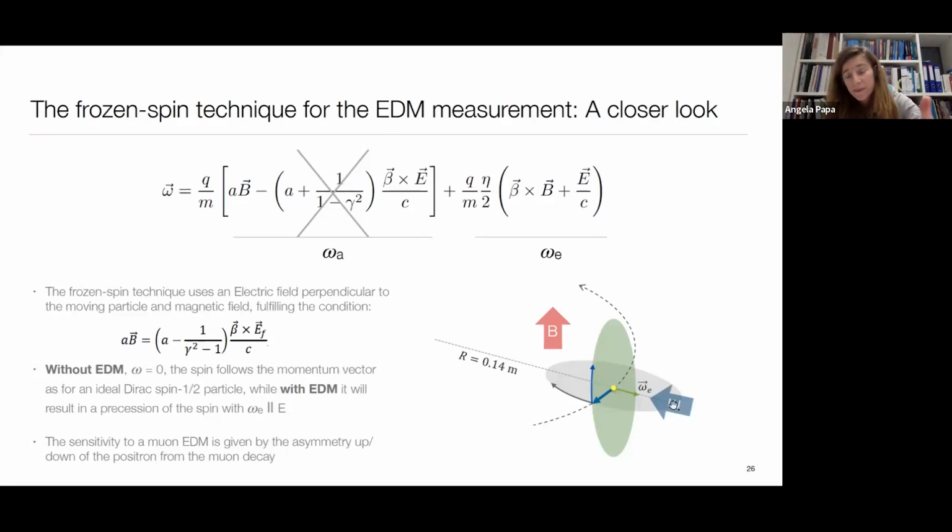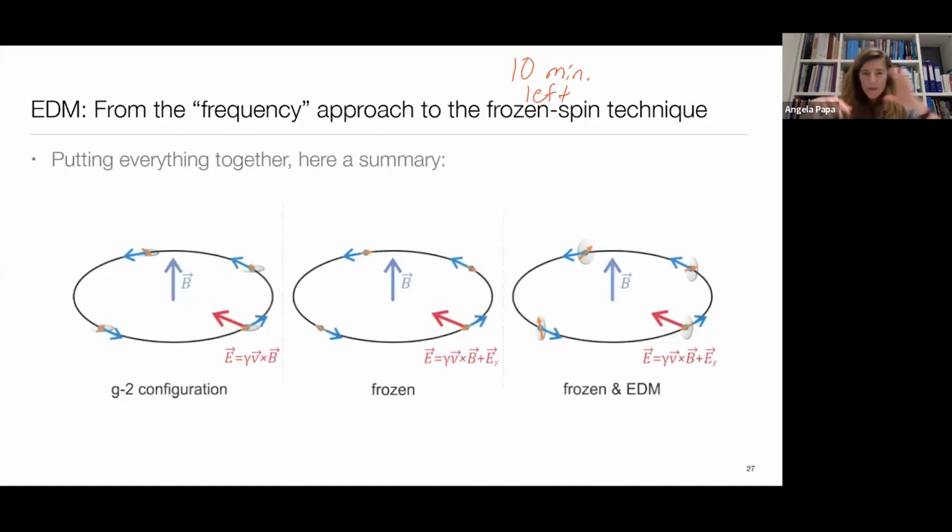and this plane is actually perpendicular to the direction of the electric field. And then the nice thing here is that the sensitivity to the muon EDM translates into an up-down asymmetry of the positrons coming from the muon decay.